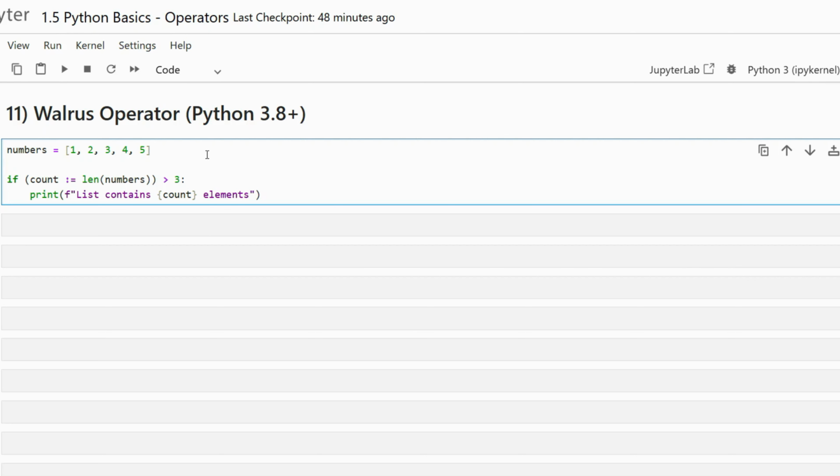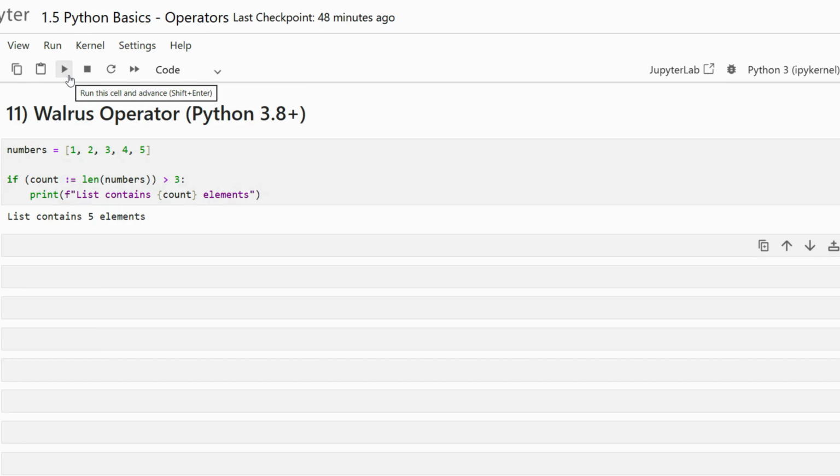In the walrus operator example, if count colon equal to length of numbers is greater than 3, the length is stored in count and checked at the same time. The list contains 5 elements is the output.